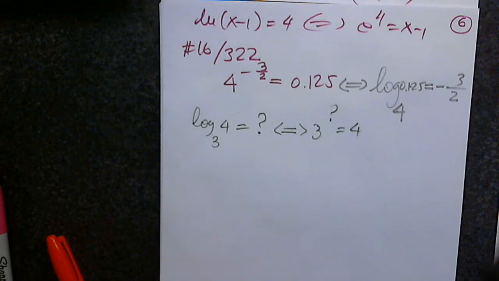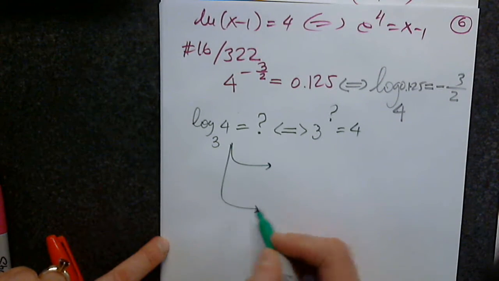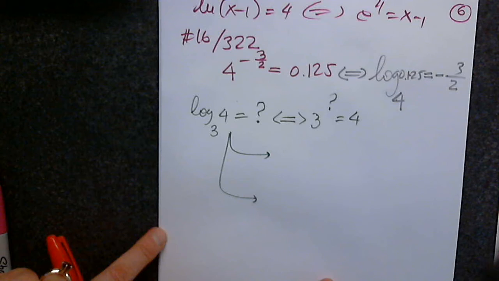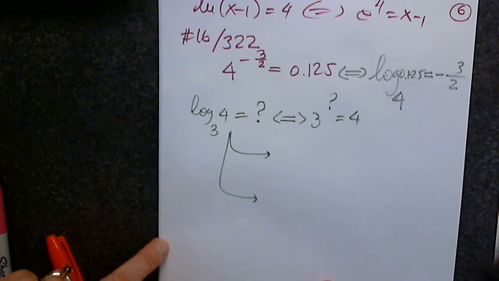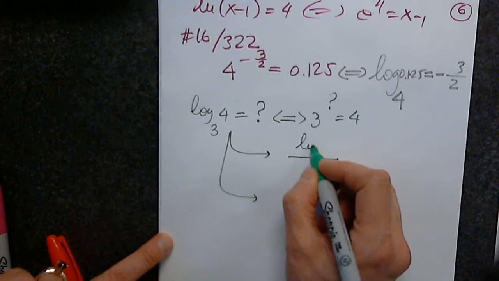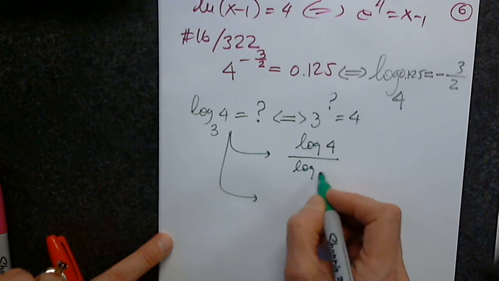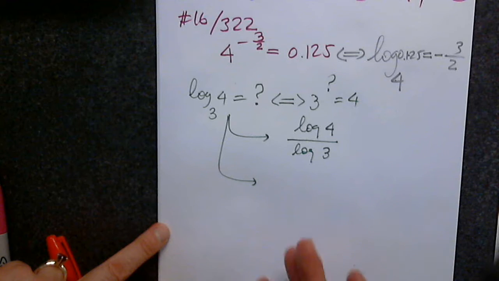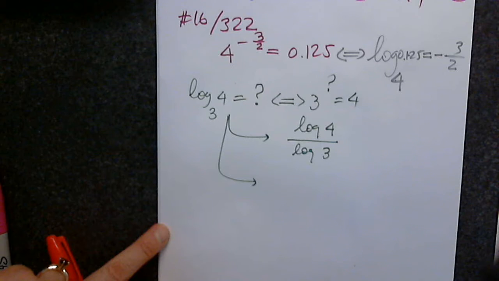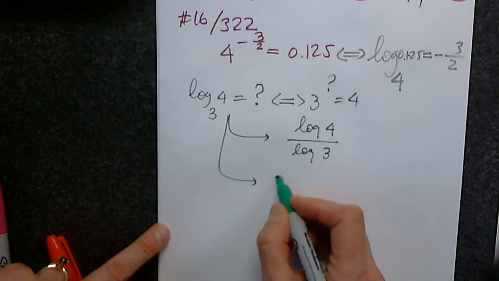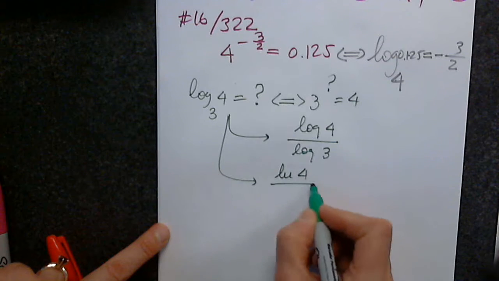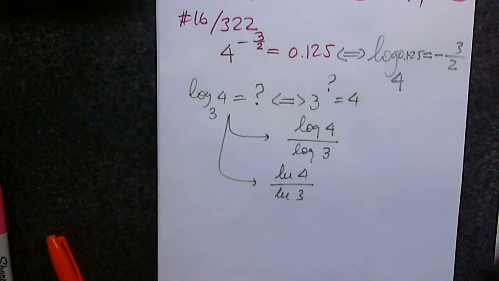So assuming I don't have an option of putting base 3, I can only change this into either common log, which is base 10, or natural log, which is base e. So here's the formula. Log of 4 over log of 3. What should I write if I don't want to use log, but I want to use natural log? Natural log 4 over natural log 3. Should I get different numbers? Should I get here 1.3 and here 1.2?